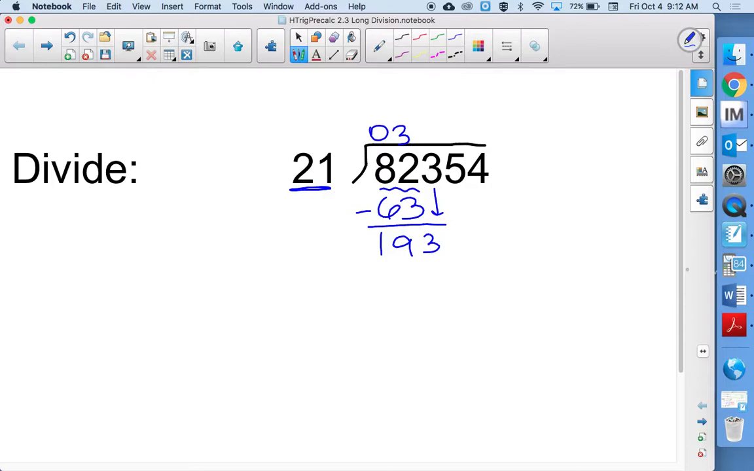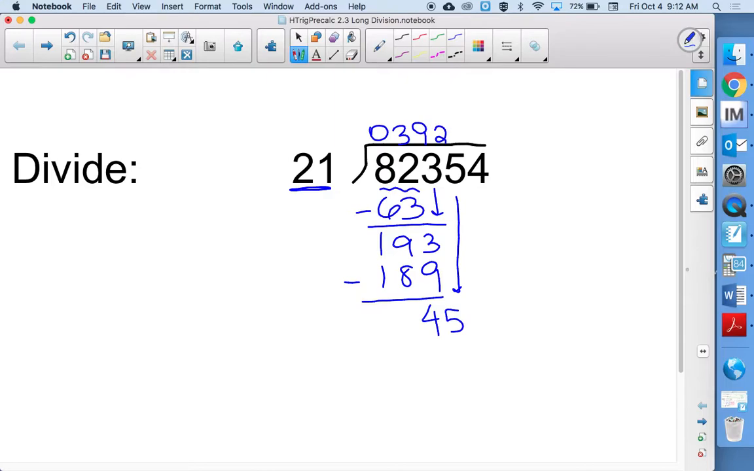So we have 21. How many times does 21 go into 193? Carrie? 9 times. Carrie, 21 times 9 is? 189. And then when you subtract those, Carrie, again? 4. Bring down the next number, dividing again. 21 goes into 45 twice.